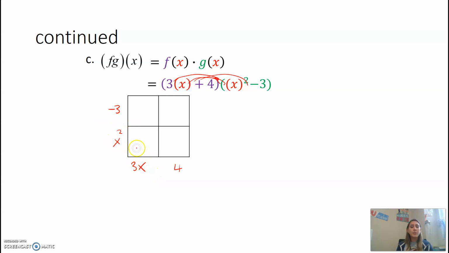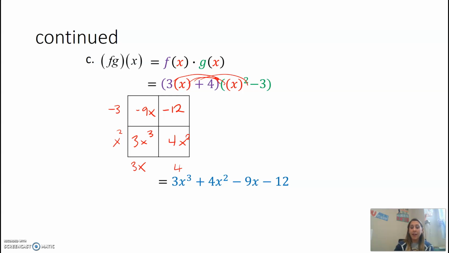So we get x squared times 3x, which is 3x cubed. X squared times 4 is 4x squared. 3x times negative 3 is negative 9x. And negative 3 times 4 is negative 12. So now we need to put everything in standard form, and we're going to get 3x cubed plus 4x squared minus 9x minus 12. And that is going to be our final answer, and we're done.